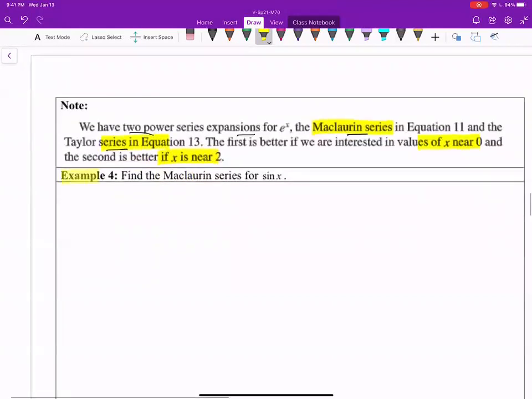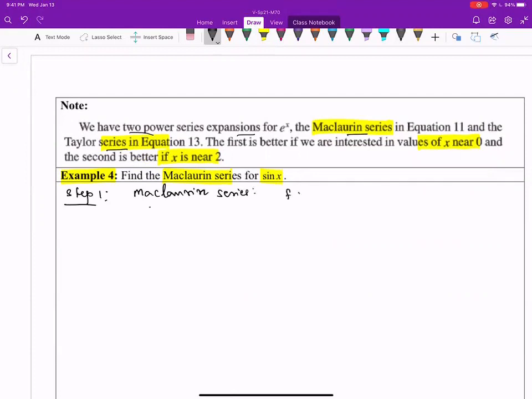So let's try the next example. Find the Maclaurin series for sin x. So that is step 1. What is the Maclaurin series? We will write that and then we will figure out what each term is.